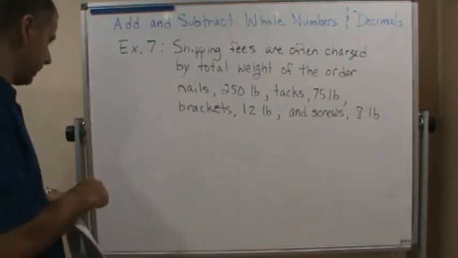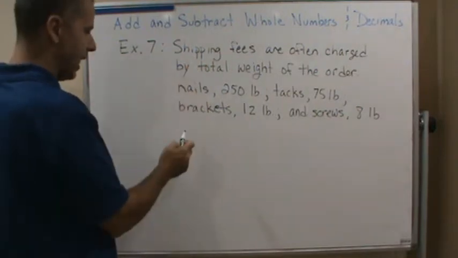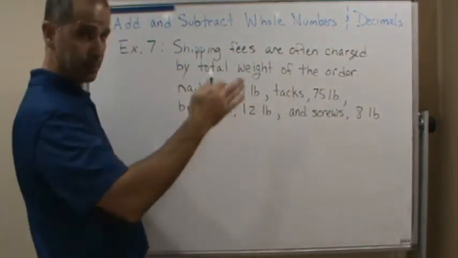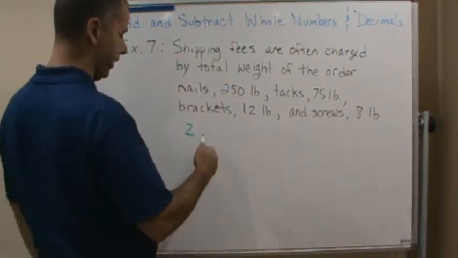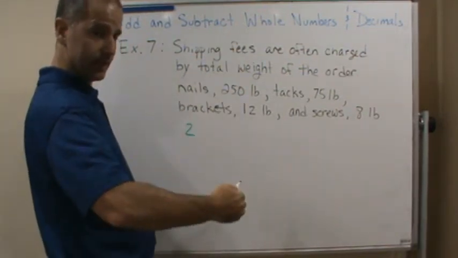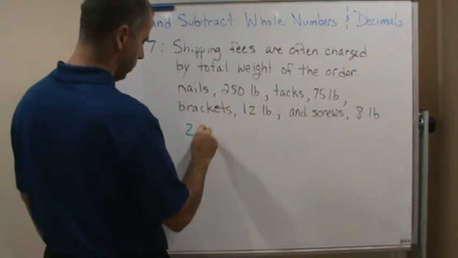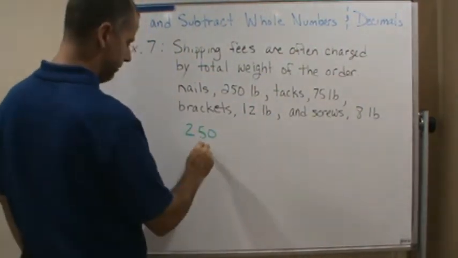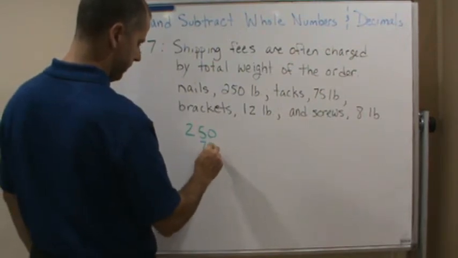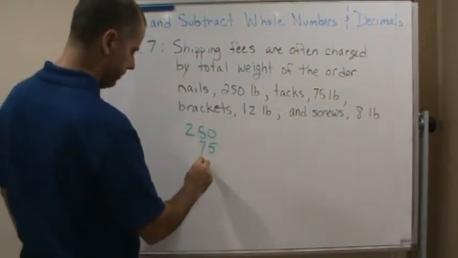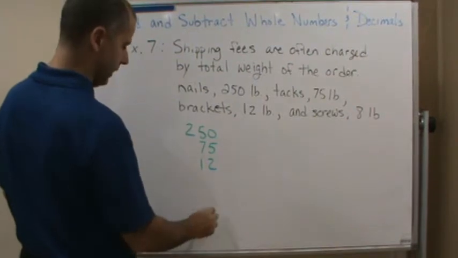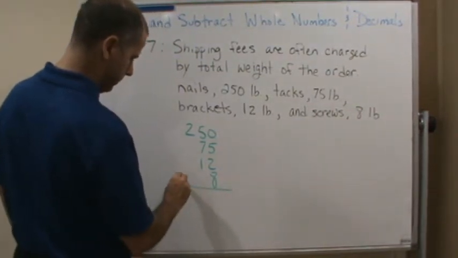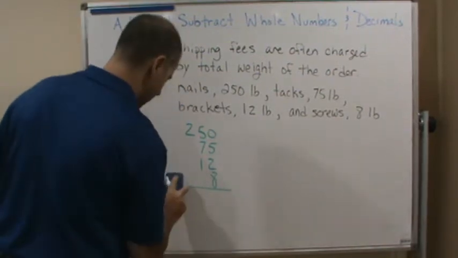So the first step is we're going to write these in columns. I'm going to line them up so that the ones, tens, and hundreds places are in the same column. So I'm going to write 250, and then 75, and then 12, and then 8. Oops, wrong operation.